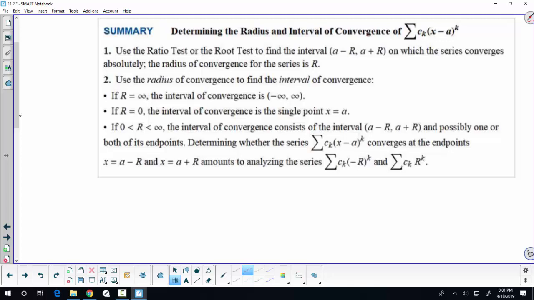Yeah, so here in this last bullet, they're talking about this is our initial interval of convergence. And it says that possibly both of its endpoints converge on the interval and possibly one or both of its endpoints. So again, implicitly what this is saying is it's not guaranteed. That's why you have to test them.